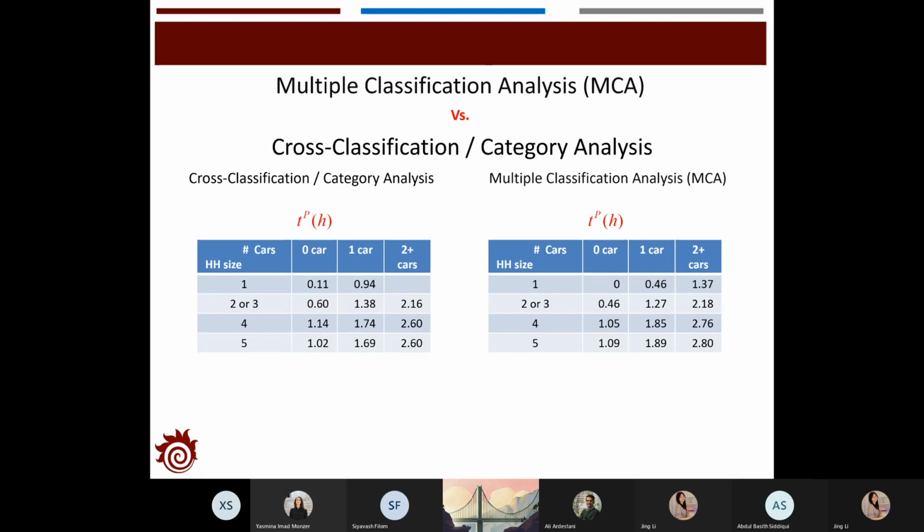And with that, you can make a comparison between the CCA method and MCA method. Basically, you can clearly see the difference. From the CCA method, for this first cell, you get the rate as 0.11, but for the MCA method, you get the value as 0. But for the MCA method, you get this one as 1.37, but from CCA it's 0. So there are some differences, but they will all be estimations from the observed data.